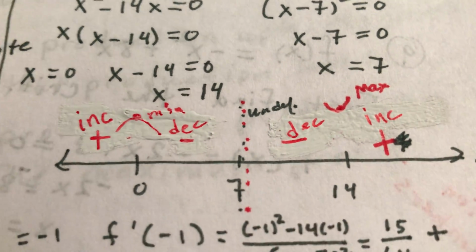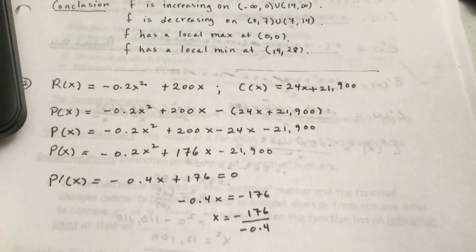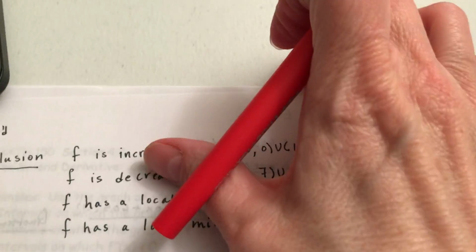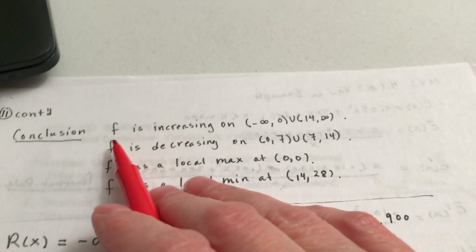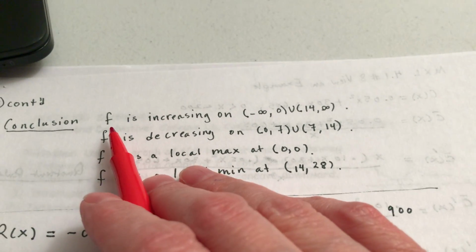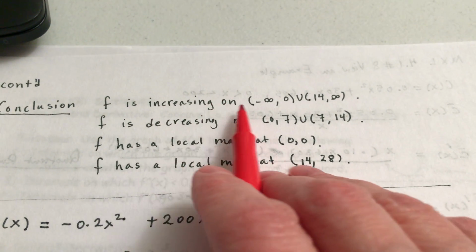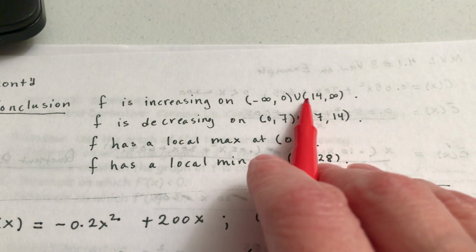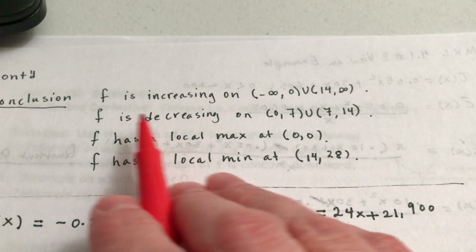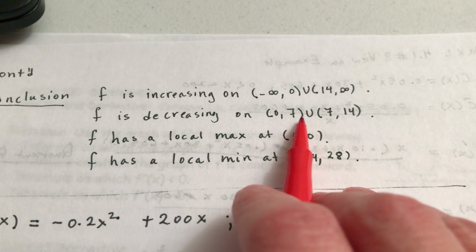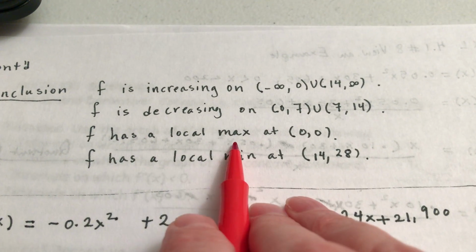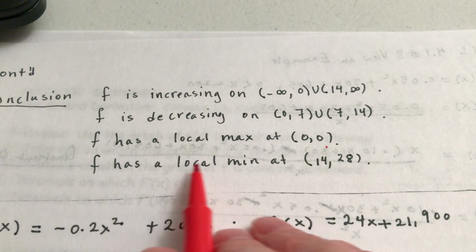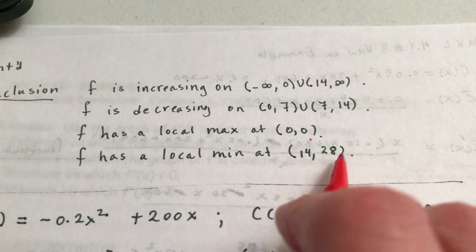All right, let's summarize. So I'm writing a conclusion, and this is all about analyzing the derivative to say something about the original function. F is increasing on negative infinity to 0, union 14 to infinity. F is decreasing on 0 to 7, union 7 to 14. F has a local maximum at (0, 0), and F has a local minimum at (14, 28).